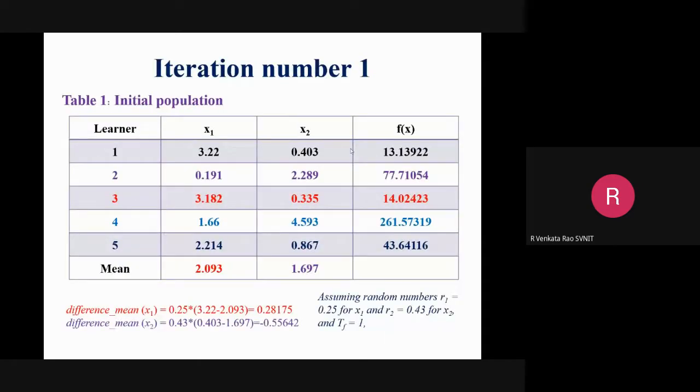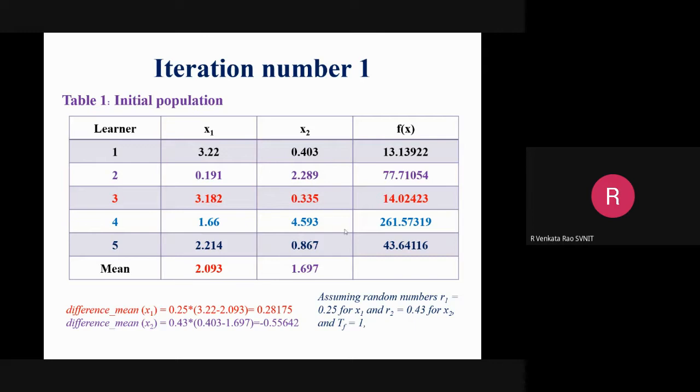You see the bottom of the table. Difference mean x1. For x1, we are calculating for modification. Some random number is taken, a random number between 0 to 1. Any value between 0 to 1. You need not bother when you write the program in MATLAB or Python. That provision is there to choose the random numbers. You need not choose, that program automatically chooses the random numbers.